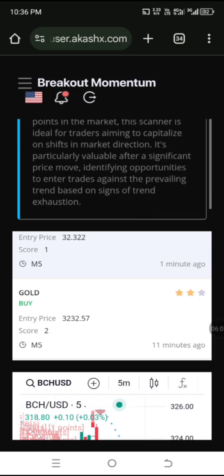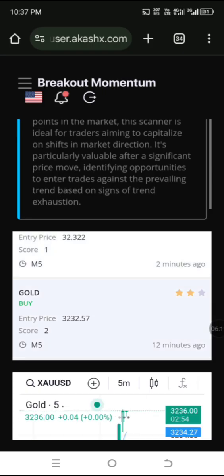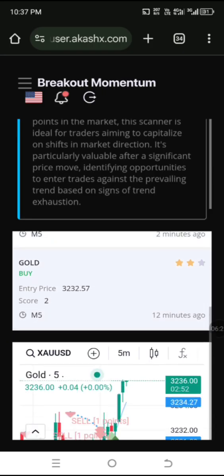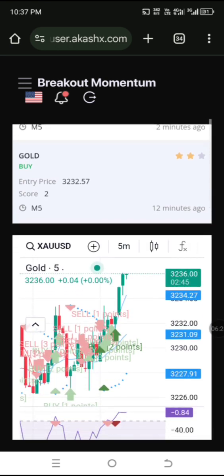You move to the next stage. And which is the next stage? The next stage, you tap on this gold. When you tap on gold, scroll down, you see the gold charts. You see the gold charts here. Yes, so here we are at the gold charts.